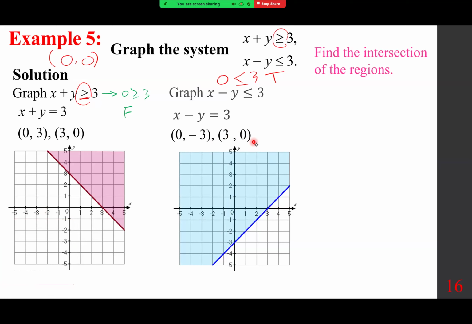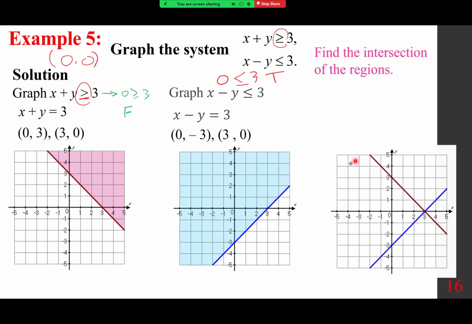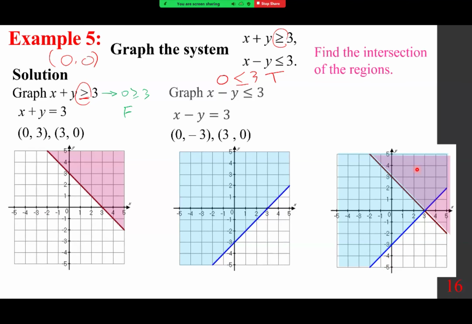Now, actually, we should draw it on the same set of axes. We put them together, and we notice it looks like that. Clearly, the intersection of the region would be the answer. This one and this one. There are 1, 2, 3, 4 regions. It looks like an X. This is the region that has both the blue and the red one coming together. So this is the solution set.